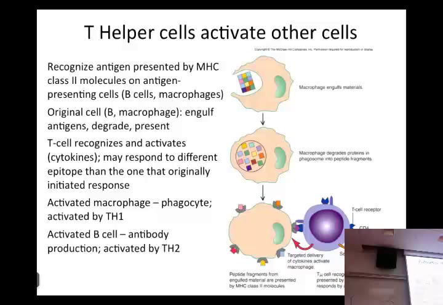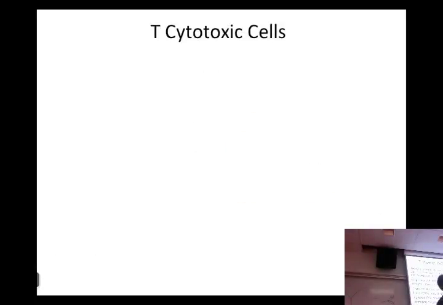And T helper cells are really important in this, in activating various kinds of cells, from macrophages to B cells. Okay, so that's what T helper cells do. Let's talk about the cytotoxic T cells. And again, we already know what about these cell types. What is their primary function?